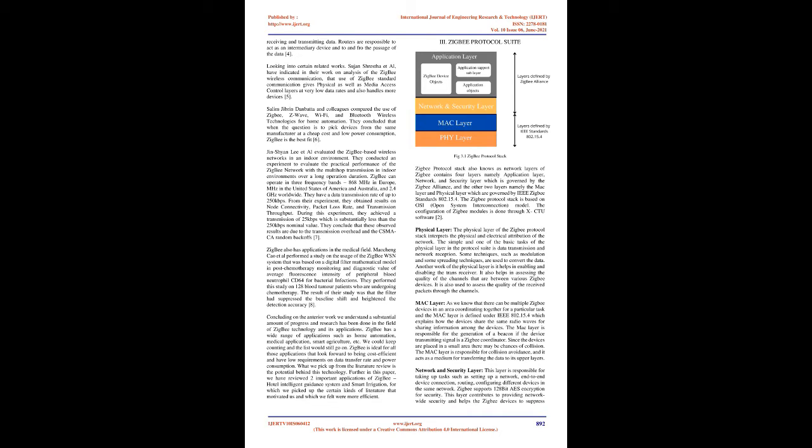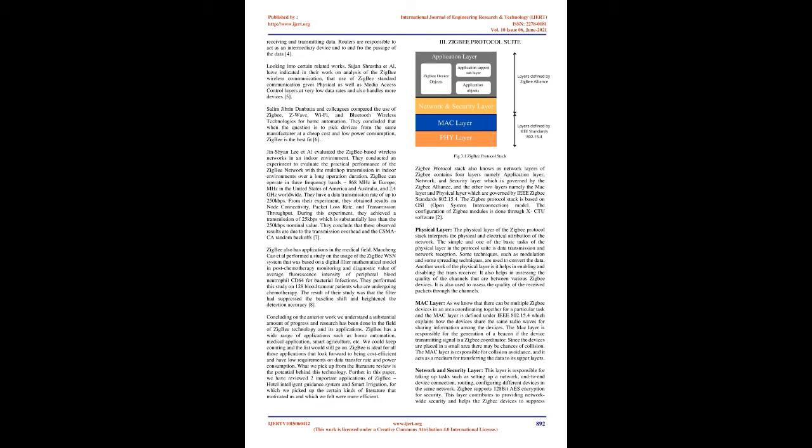Fig 3.1 Zigbee Protocol Stack. Zigbee Protocol Stack, also known as network layers of Zigbee, contains four layers, namely application layer, network, and security layer, which is governed by the Zigbee Alliance, and the other two layers, namely the MAC layer and physical layer, which are governed by IEEE Zigbee Standards 802.15.4. The Zigbee Protocol Stack is based on OSI, Open System Interconnection, model. The configuration of Zigbee modules is done through XCTU software too.